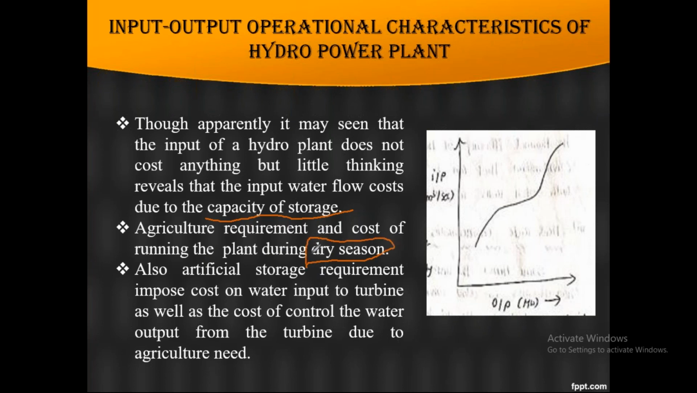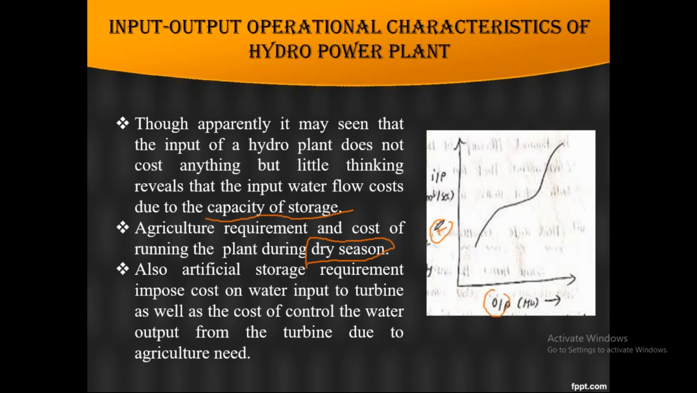So what we have to do is pump the water from some downward areas; that is the pumped storage system. For pumping the water, it requires some cost. So that additional cost also we have to include in this input. So that cost is the input and finally we get the output, right?